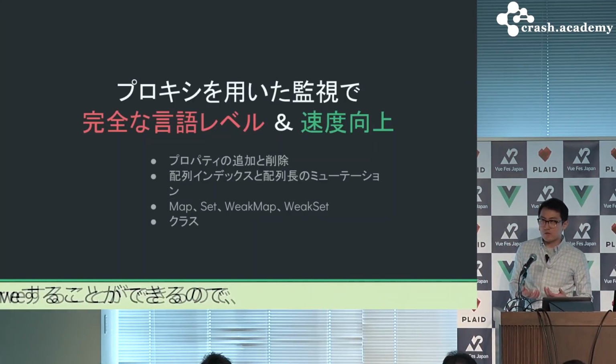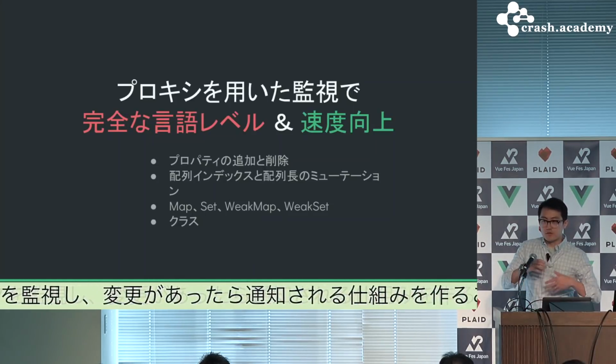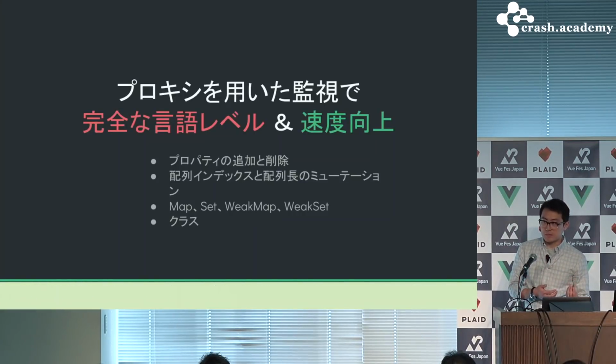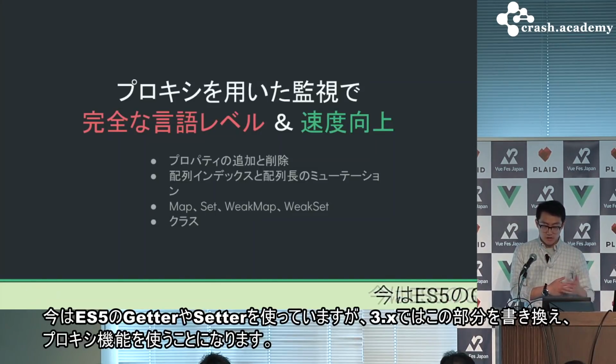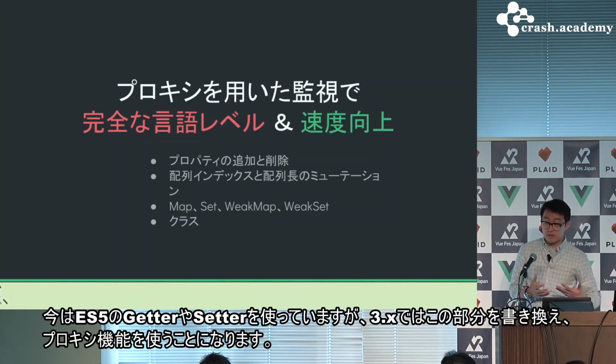In current Vue 2.x, it is implemented using getters and setters, which is an ES5 feature. We use Object.defineProperty to convert your data objects into getters and setters in order to intercept your data mutations and to collect dependencies when your component is rendered. In 3.x, we're going to rewrite the observation mechanism using proxies.